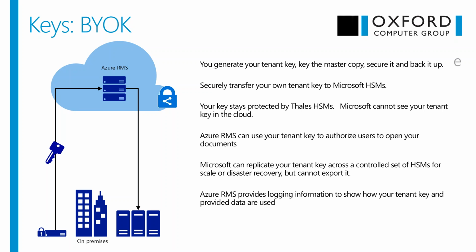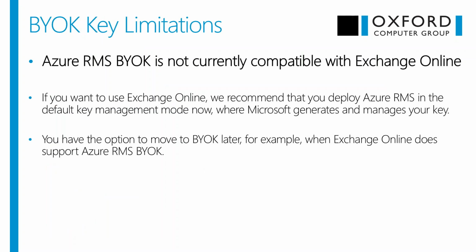So there's a couple of limitations to the bring your own key model right now. It's not currently compatible with Exchange Online. So what does that exactly mean? It means we can't use it for protected emails or protected attachments in Outlook Web Access, so they can't be displayed in Outlook Web Access. Protected emails on mobile devices that use Exchange ActiveSync, IRM cannot be displayed. And there's a couple other things with using IRM inside of Exchange Online with the bring your own key.